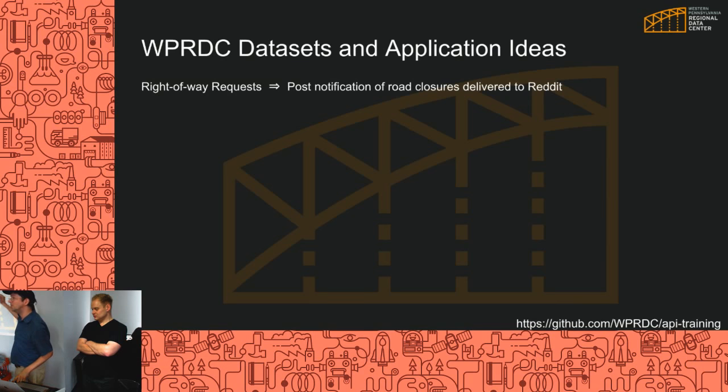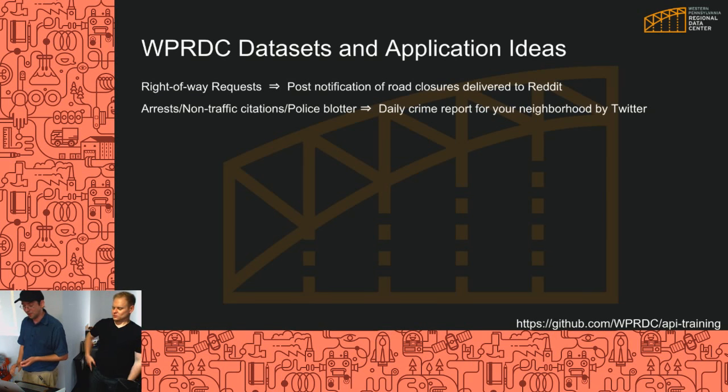I'm going to talk about a few possible data sets you could consider using and things you could do. All of this is in the README, so I'm not going to do it all. But we've recently gotten right-of-way information. This is basically when the city closes a road. This is updated on a regular basis. So if you want to know about road closures, you could pull that out and make notifications about that.